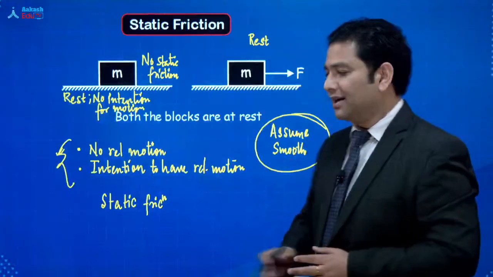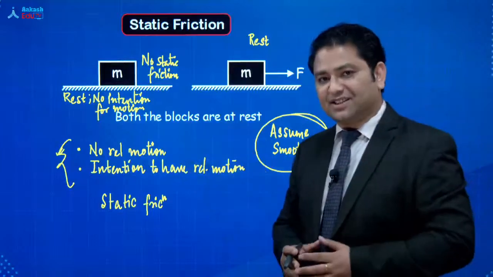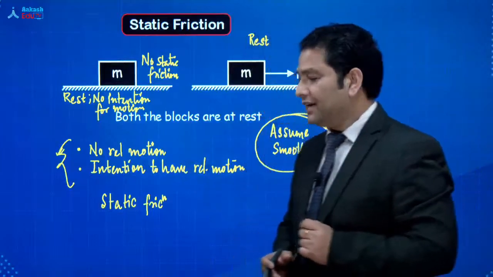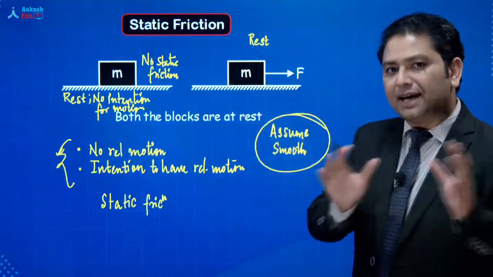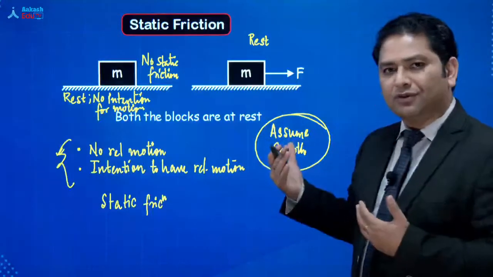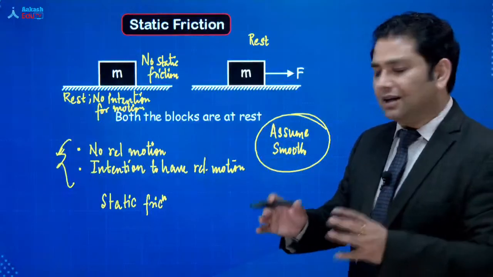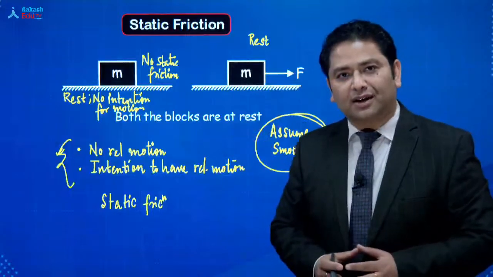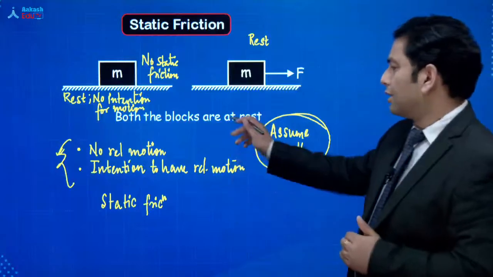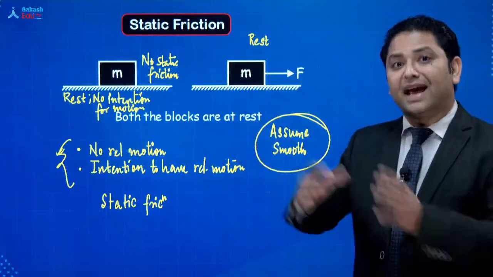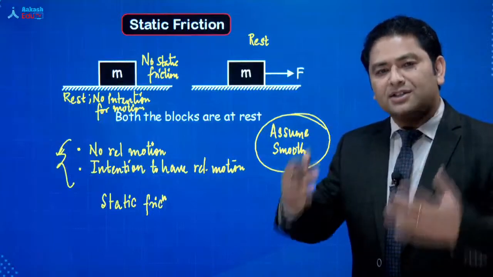थोड़ी देर आप assume करें that the surface is smooth. Assume कीजिए that the surface is smooth. तो आप बताइए, if the surface is smooth, will this block remain at rest or the block will move? Of course, the block will move. यानी अगर ये surface smooth होता, the block would have moved. But हमें पता है the block is not moving in the actual scenario. इसका मतलब block wants to move.